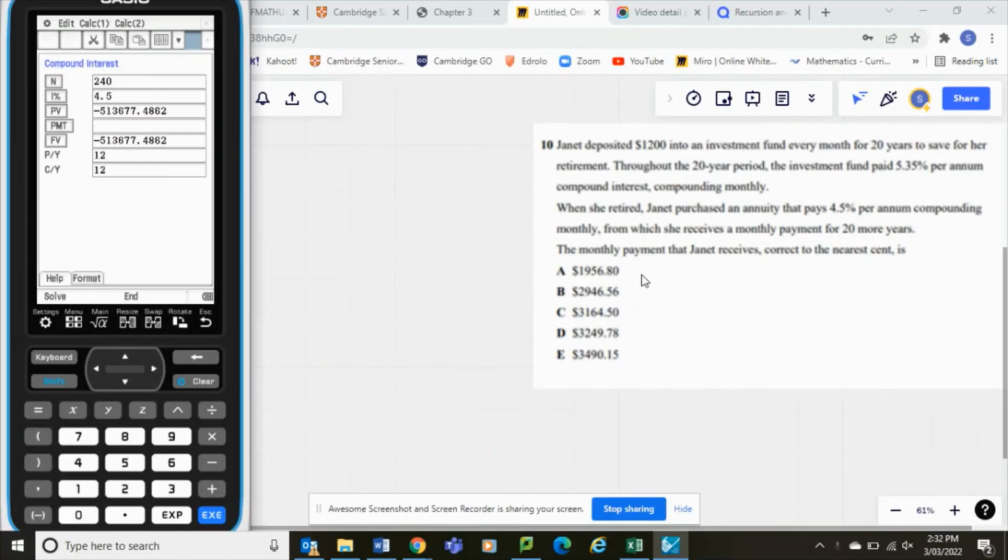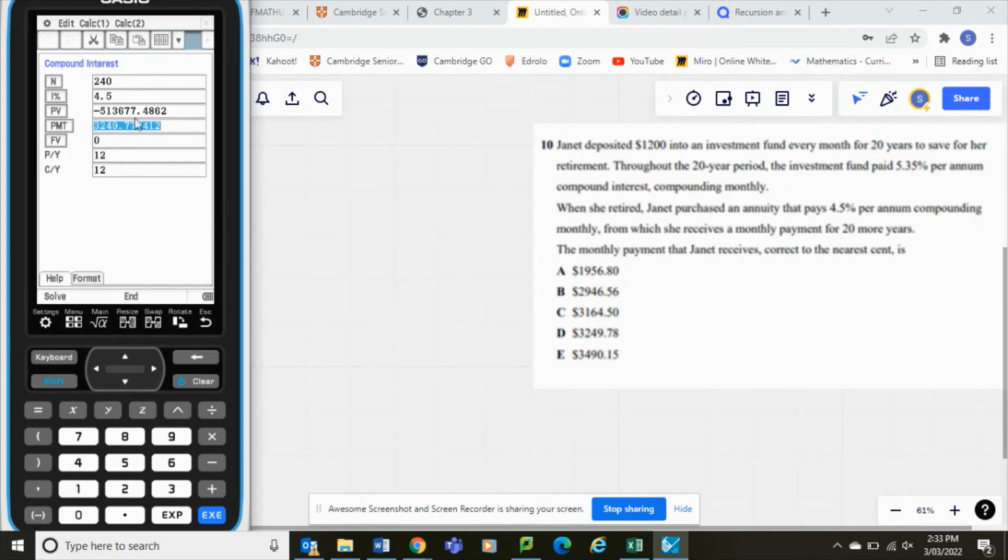So we don't know what our payment is because that's what we're trying to find here. So we're going to keep that one blank. And our future value, we want that to be down to 0. So we need to figure out the monthly payments she receives to get that value down to 0. Then we solve for our payment, which would be 3249.78, rounded, which is D.